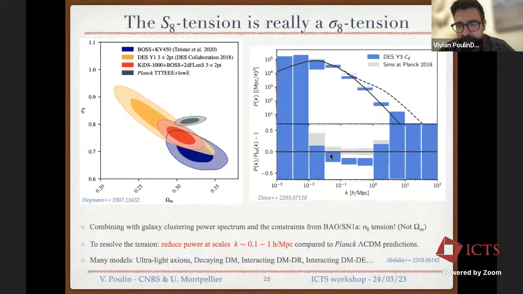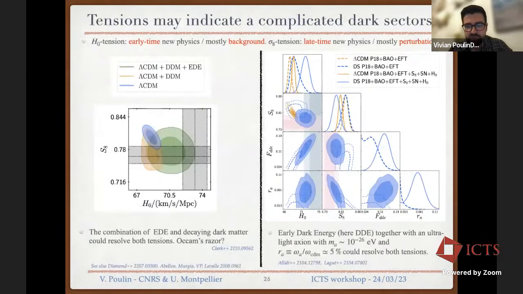So essentially what you can see is DES or KiDS would like a suppression of power compared to ΛCDM in the sigma-8 scale range. And many models have been suggested to do that. And I'm not going to go into the details, but the bottom line is what has been shown, and this is perhaps a little bit ad hoc and unsatisfactory, is that you could have a complicated dark sector where some early universe mechanism is responsible for solving H0, and some late universe mechanism is responsible for decreasing perturbations.